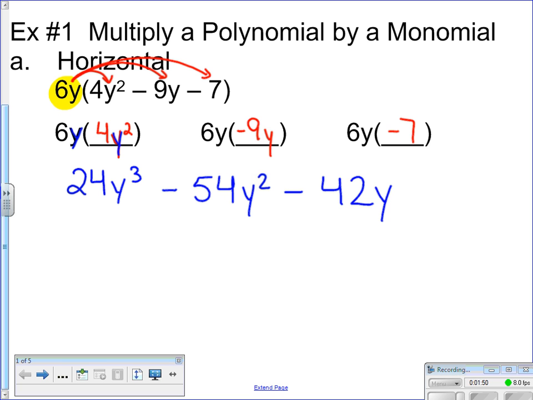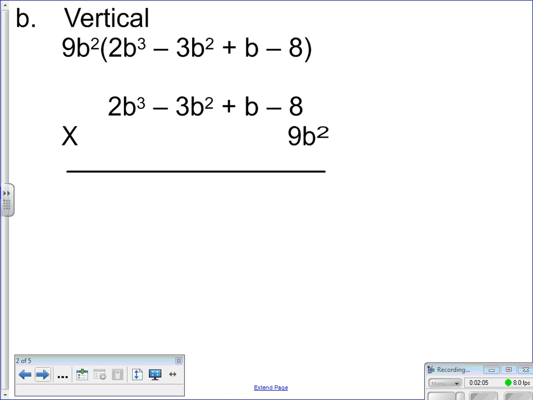And that is how you multiply a monomial times another polynomial. And that's your answer. You don't do anything else to it. Next. Now, here's a second problem. And I'm going to set this one up vertically so you can see that what you learned in elementary school still works today.